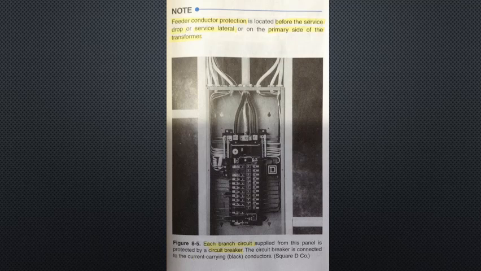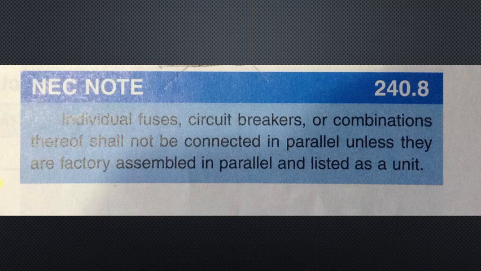Note: feeder conductor protection is located before the service drop or service lateral, or on the primary side of the transformer. NEC Note 240.8: individual fuses, circuit breakers, or combinations thereof shall not be connected in parallel unless they are factory assembled in parallel and listed as a unit.